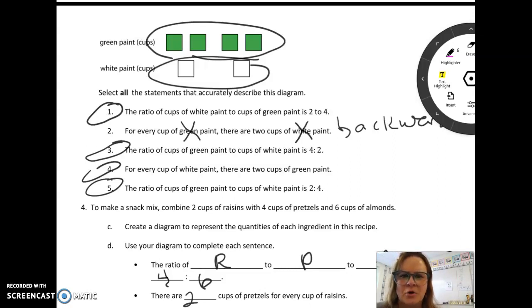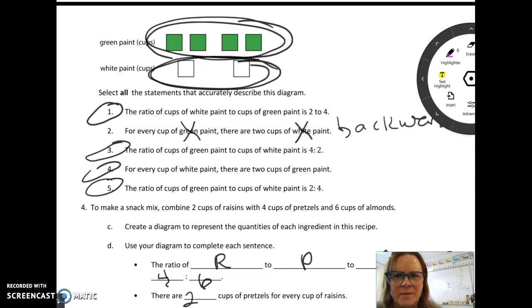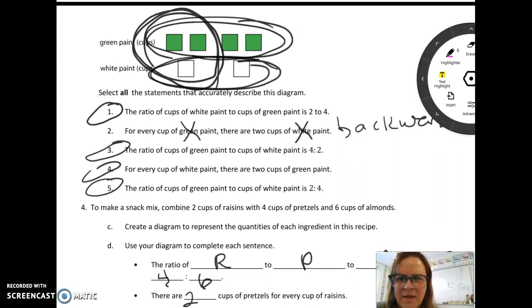3, 4, and 5 are all correct. So 3 says the ratio of cups of green paint to white paint is 4 to 2. It is green paint to white paint, 4 to 2. For every cup of white paint, there are 2 cups of green paint. That's true if we take this diagram and chop it in half. And then lastly, the ratio of cups of green paint to white paint is 2 to 4. Oh, wait, that one's not right, you guys. This last one is not correct. The ratio of green paint to white paint is not 2 to 4. That should be 4 to 2.